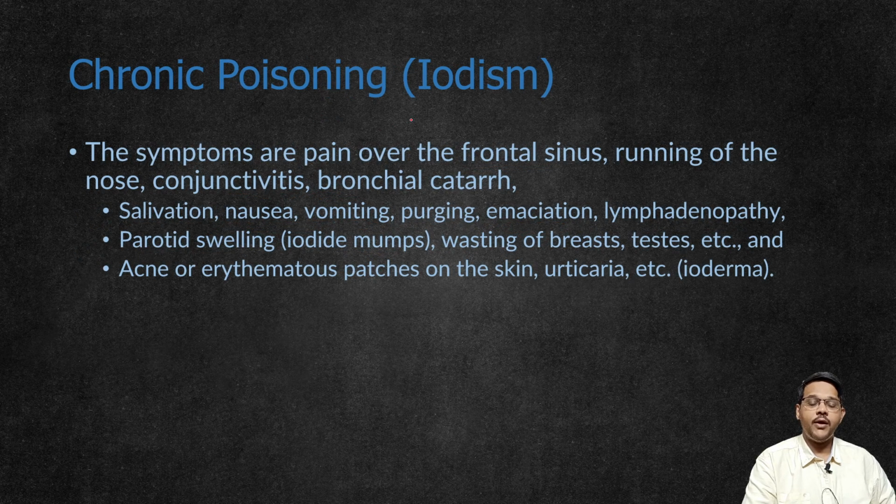Chronic poisoning of iodine leads to iodism, which mainly occurs by chronic exposure to iodine vapors. The symptoms are pain over the frontal sinus, running nose, conjunctivitis, and bronchial, mainly respiratory symptoms, since iodine vapors are inhaled. Later on, there will be salivation, nausea, vomiting, purging, emaciation, and lymphadenopathy. There may be parotid swelling, which we also call iodide mumps, and wasting of breasts and testes. There may be acne or erythematous patches on the skin, and urticaria, which is also called ioderma.